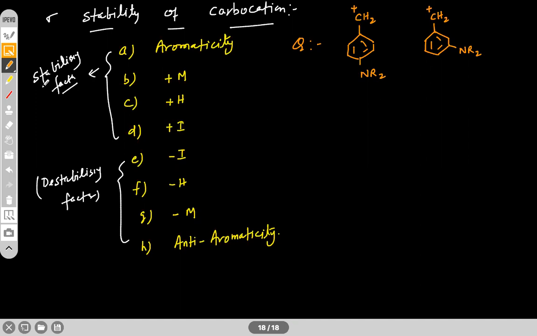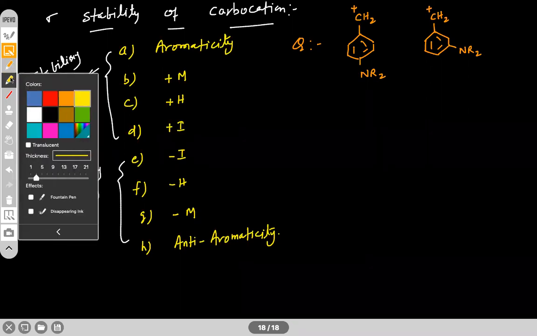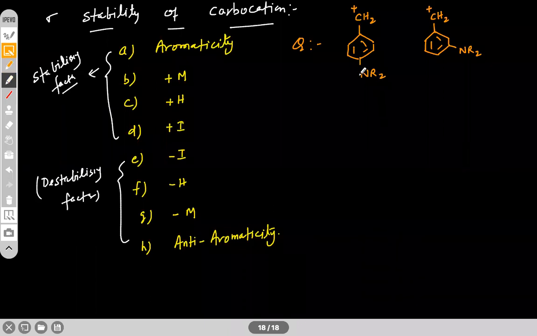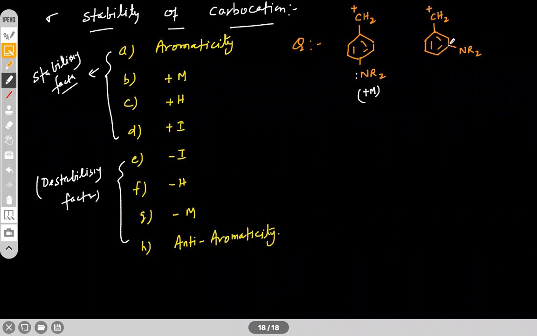Okay, now you see in this question what we'll do, first of all we'll find out the effects. What effect is there, right? So here we have NR2, it has plus M effect. This shows plus M, right? In these two carbocations, the only difference is what? The position of NR2. It is at para and meta, right? And this difference in position only affects the stability of carbocation.